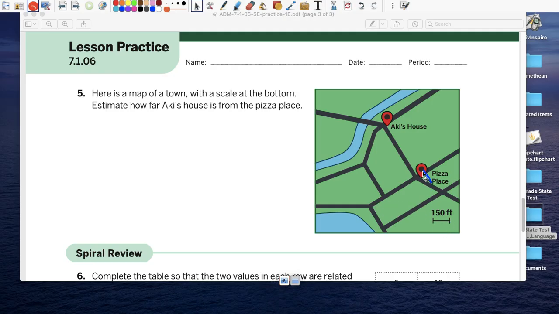So if you think about it, I'm going to put it over here. Every time you measure that particular length, it's equal to 150 feet. So I'm going to write it over here. That's 150. If I can get another one, I'm going to mark it here. So from there to here, that's 1 unit. I'll move this guy down.